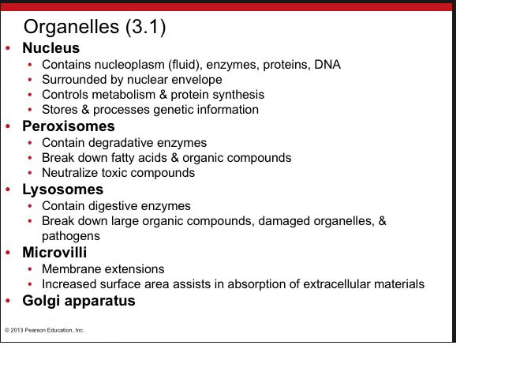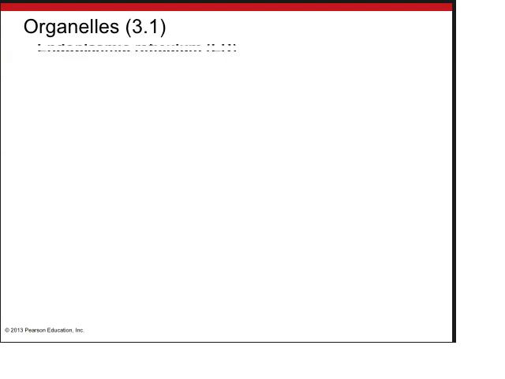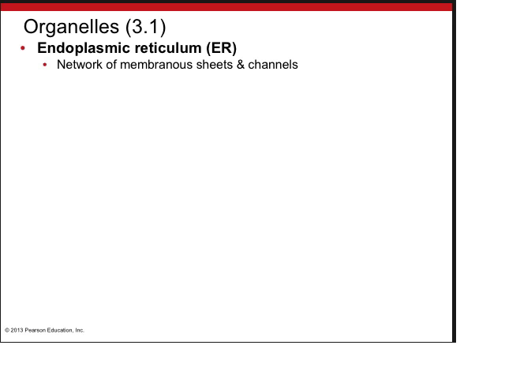The Golgi apparatus is a stack of flattened membranes that are designed to modify and package proteins before they're sent to their final destination in the cell. So, in a sense, the Golgi apparatus is like the distribution center of proteins for the cell. Other organelles include the endoplasmic reticulum, which is a network of membranous sheets and channels that synthesizes and transports substances.